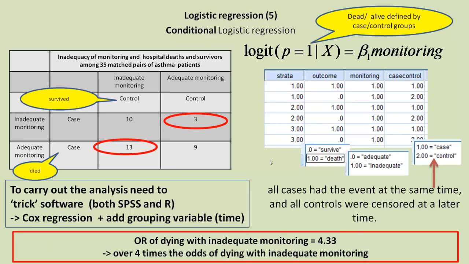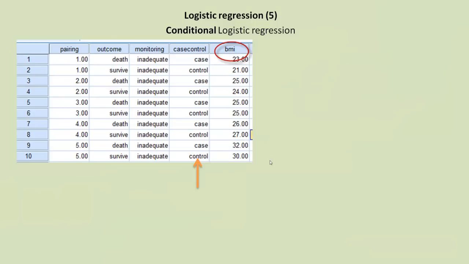And we can get results like this. So an odds ratio of dying with inadequate monitoring was 4.33. So that means there were 4 times the odds of dying with inadequate monitoring. So those that had inadequate monitoring had 4 times the odds of dying compared to those that received adequate monitoring. But that's not really demonstrating conditional logistic regression.